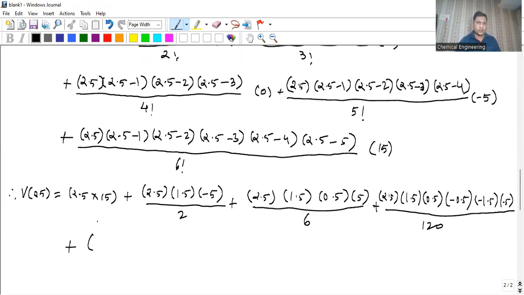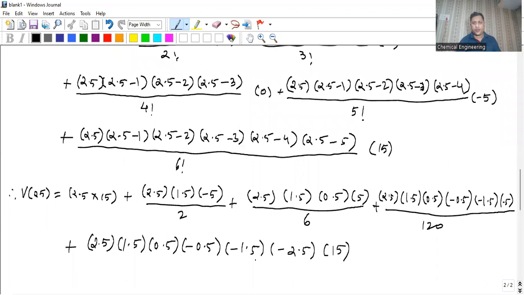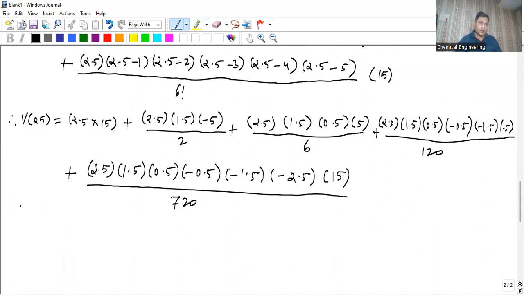Yes, sir. Okay. So now this term, this will be 2.5, 1.5, 0.5, minus 0.5, minus 1.5, and minus 2.5 into 50, and this term divided by 720. So this is the expression that we have. Now, if we simplify this, velocity at 25th second is equal to, find out the value for this one.